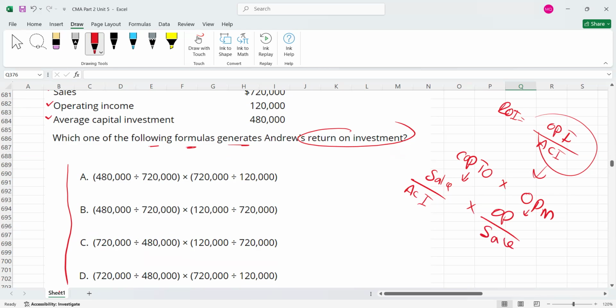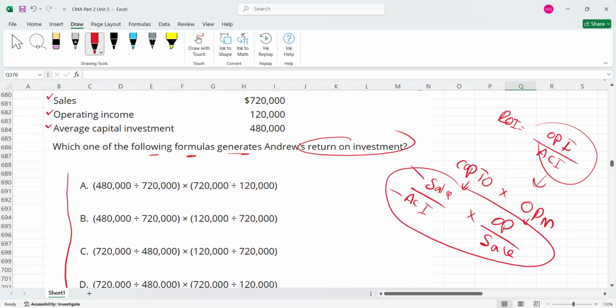So this is how it is written here. Now you have to find which is the correct option. The numerator should be sales, then average capital investment. So what is the value of sales? Sales is 720,000. It means it should be 720,000 divided by 480,000, because 720 divided by 480. Then operating income is available here, 120,000 divided by 720,000. So this is the correct option.